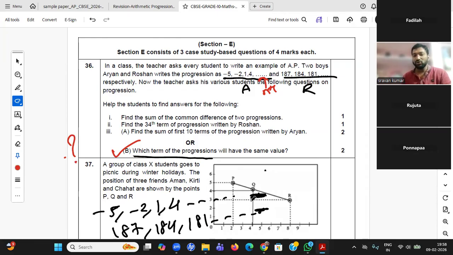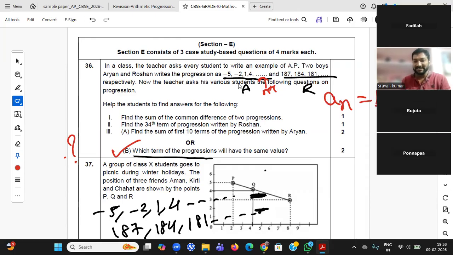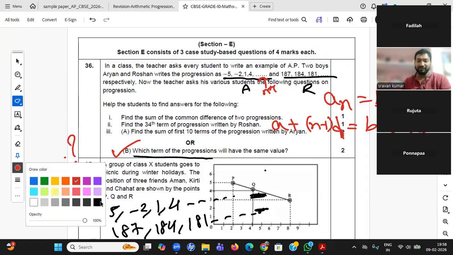Obviously, the nth term of this and the nth term of this will be the same value. So that is what I took: A of n equal to B of n. I'm taking this series' nth term as A of n, and this series' nth term as B of n. And what is the formula? A plus (n minus 1) into D1, and B plus (n minus 1) into D2. Why? Because in two different series, the common differences are different.